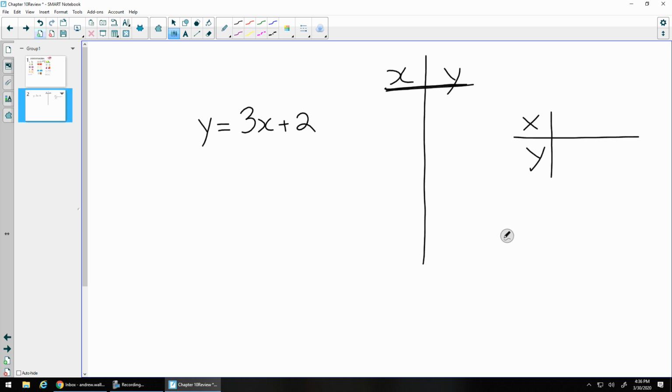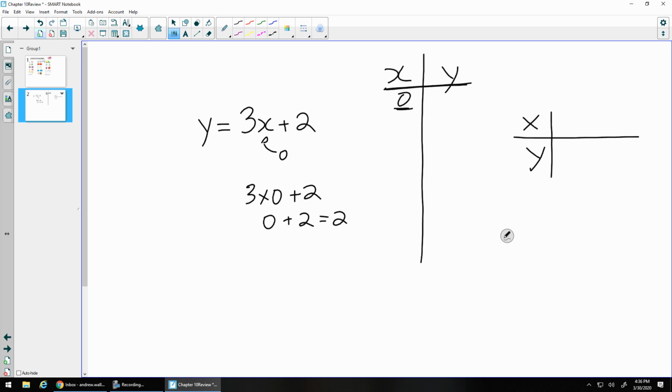And so we could say, okay, if x was 0, what would y be equal to? Then we have to substitute 0 in for x. Well, it would be 3 times 0, which is 0, plus 2. So 0 plus 2 equals 2. And so if x was 0, y would be 2. That makes sense. This is our addition that we're doing at the end. That constant.